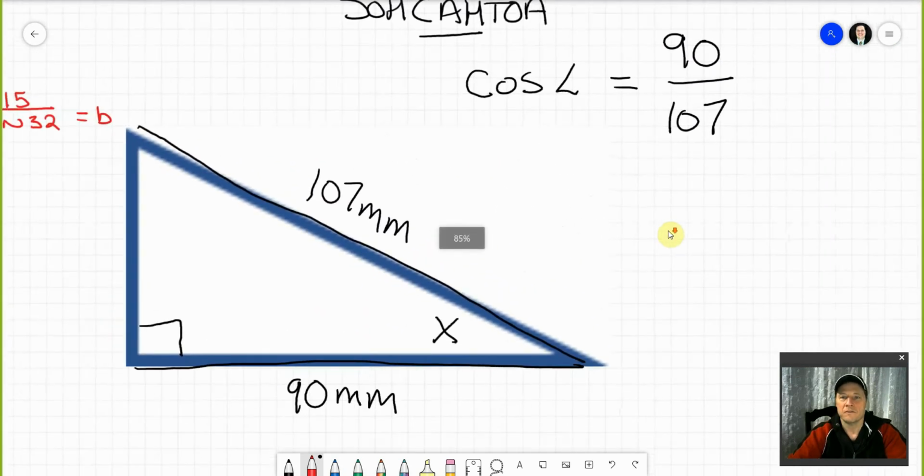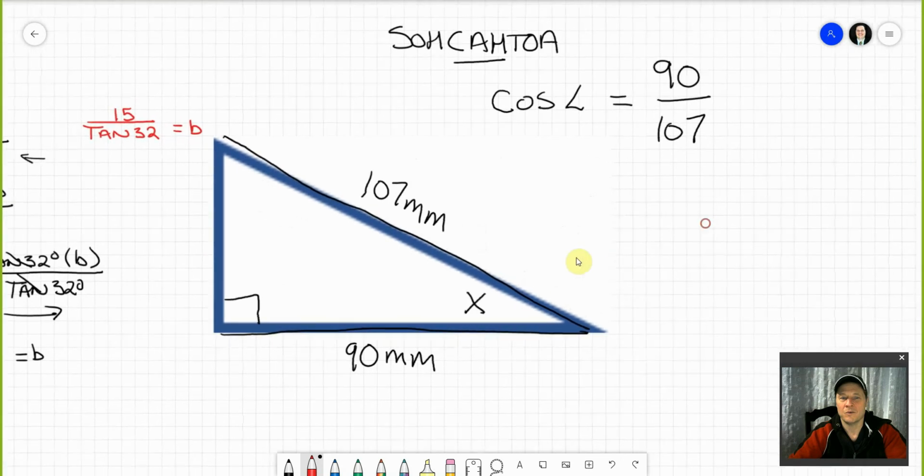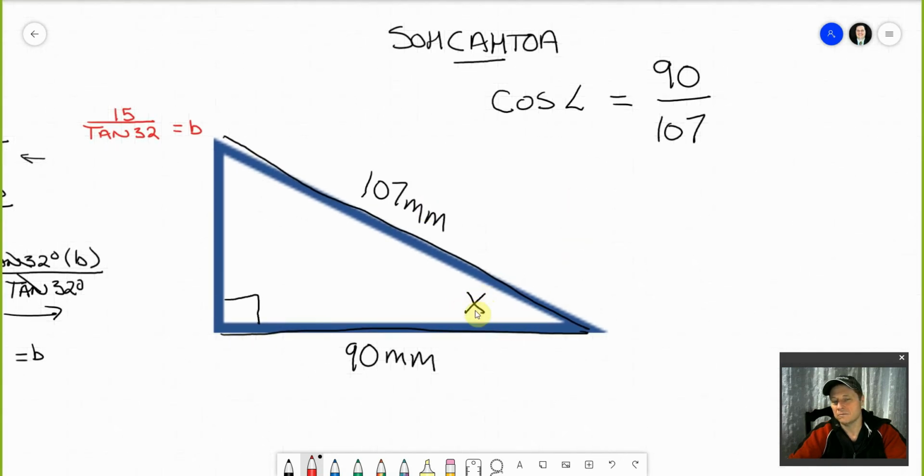But what if what we're trying to solve is an angle, which is often the case? A lot of times this is what we're solving for. So how do we actually solve this? Well, we don't know the angle, so therefore we can't finish this trig function.